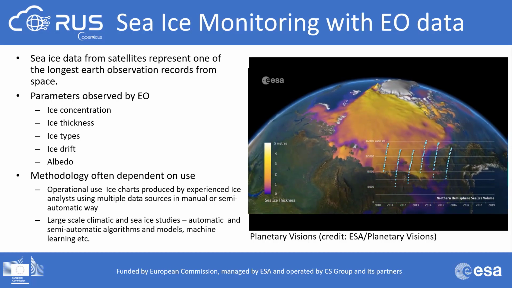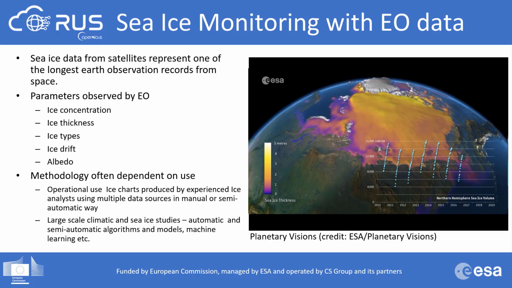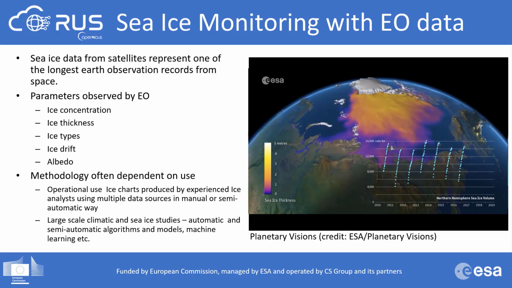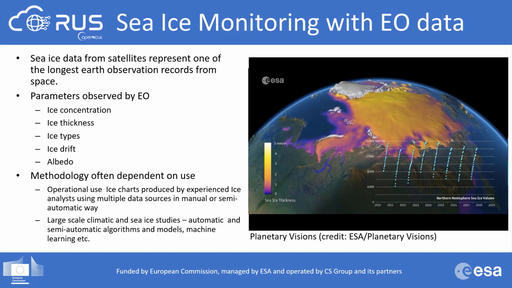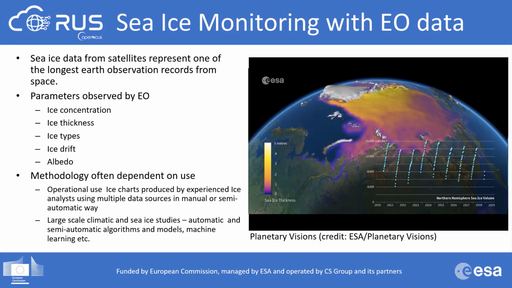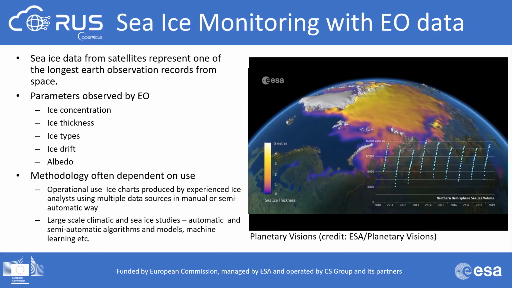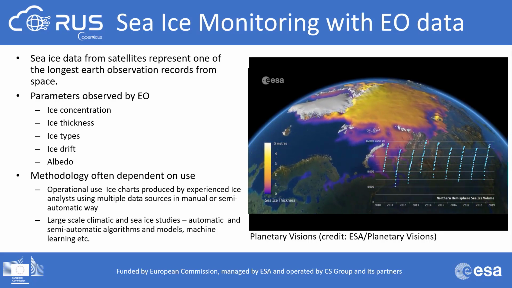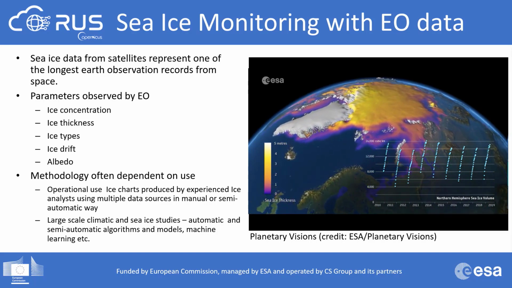Now, as I've mentioned already with the thickness, on the right, you can see a beautiful animation showing how combining data from ESA's CryoSat satellite, which measures thick ice, and ESA's SMOS satellite, which measures thin ice, allows for the measurement of thickness for both first-year and multi-year ice, and so it allows for the calculation of sea ice volume for the whole Northern Hemisphere.